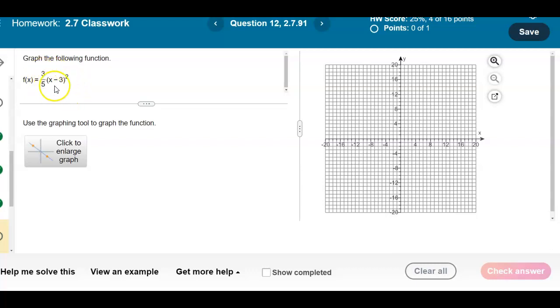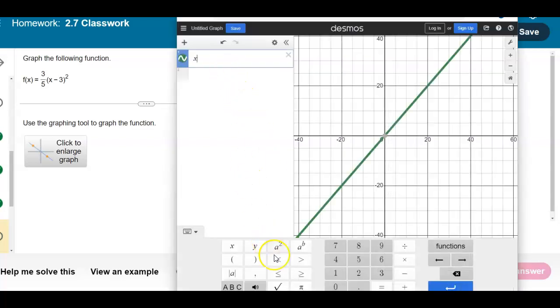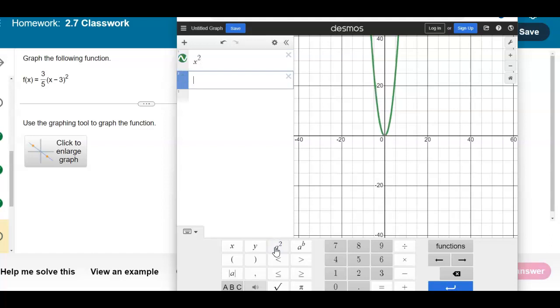Now the parent function for this is the x squared function. So let's go ahead and first graph that on Desmos. So we have x, and then we're squaring it, and there is our parabola. Now what happens if we take 3 divided by 5, and then we multiply it by that x squared?